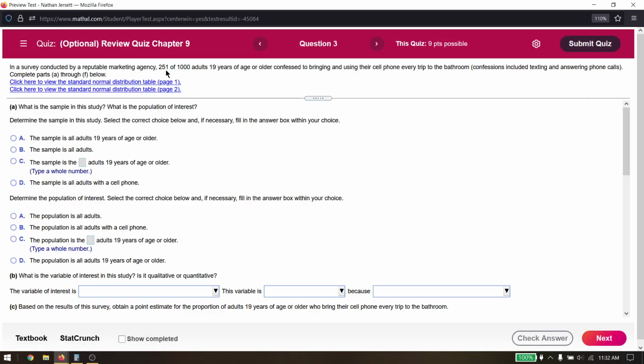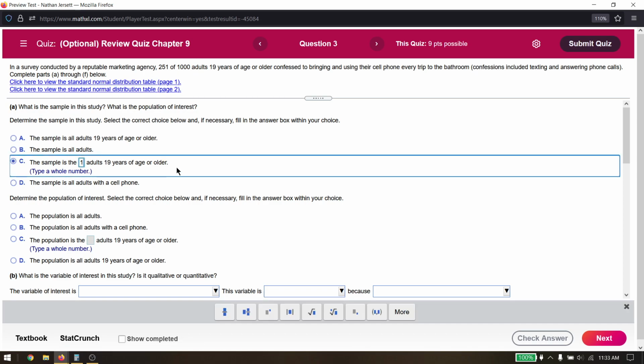Okay, we have 251 of 1,000 adults, 19 years or older, who confessed to, I don't know what they said, bringing and using their cell phone every trip to the bathroom. That seems like a low number for that, but let's just go with it. What is the sample in the study? Determine the sample in this study and select the correct choice below. The sample is all adults 19 years of age or older? No, it's not all adults. That would be way more than 1,000 adults. So the sample is 1,000 adults 19 years of age or older.